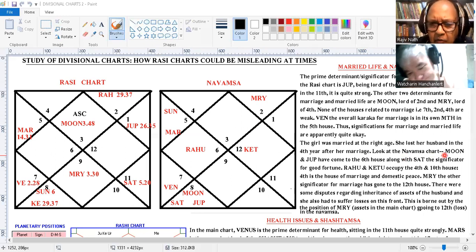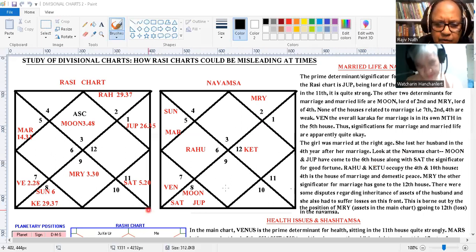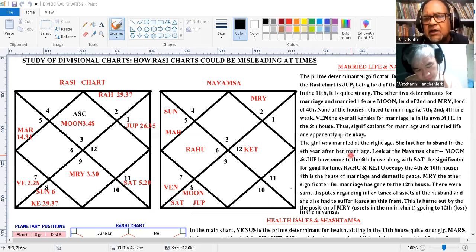Moon and Jupiter have come to the sixth house. Jupiter is the Karaka for husband, and the sixth house is a disturbing house for marriage. She lost her husband. Look at the Navamsa chart. Moon and Jupiter have come to the sixth house, along with Saturn, the significator for good fortune in the main chart, Saturn being Lord of the ninth house. The ninth house is the house of good fortune.